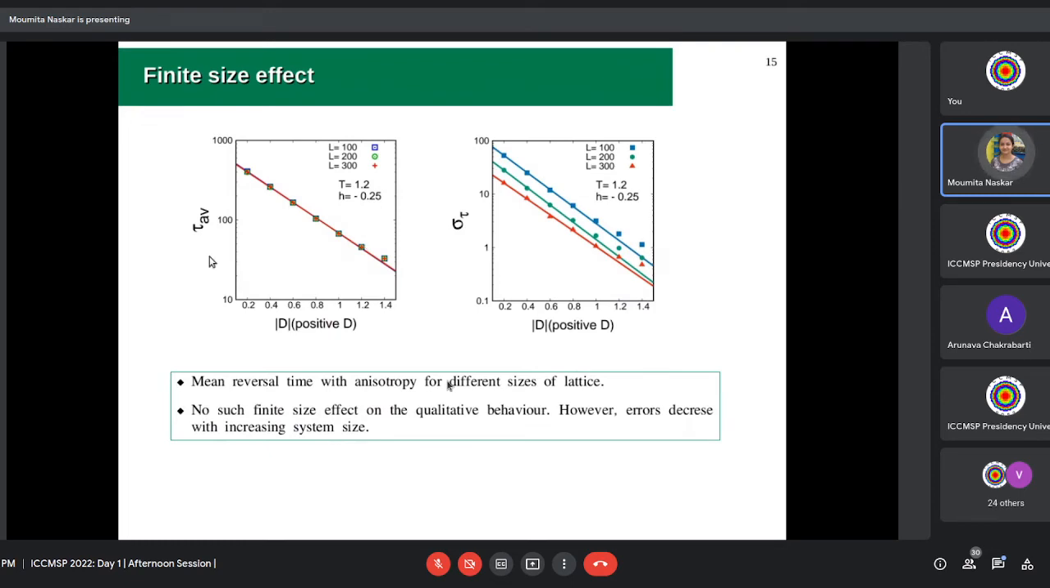Now, since we are dealing with finite lattice size, we have studied the reversal time with D for different system sizes. From both the quantitative and qualitative point of view, the data seems to remain the same, disregarding the size of the lattice. But actually, there is a very small quantitative deviation. However, this deviation is much more prominent in the errors or standard deviation of the reversal times.